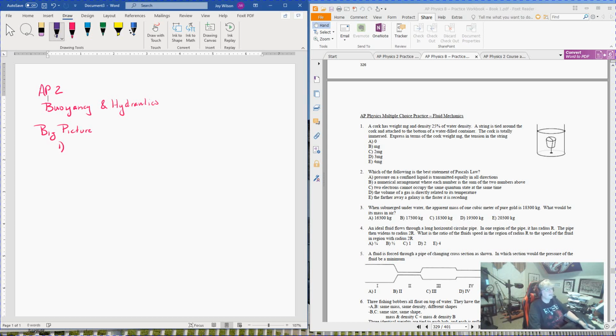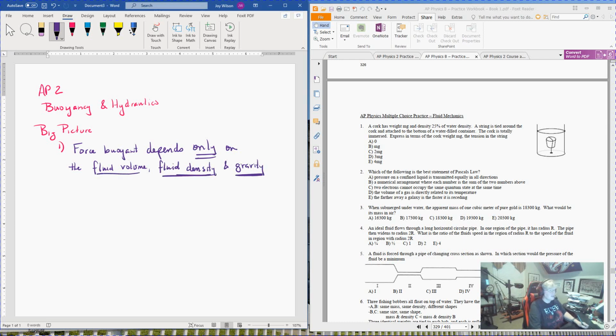Number 1, the buoyant force depends only on the fluid volume, fluid density, and gravity. Okay? Gravity, fluid density, fluid volume.